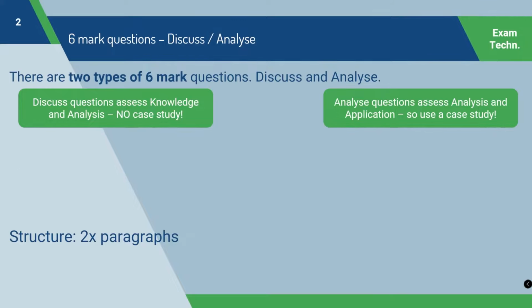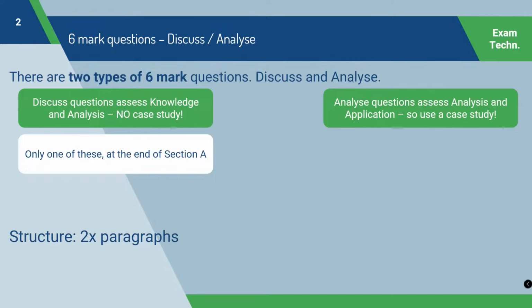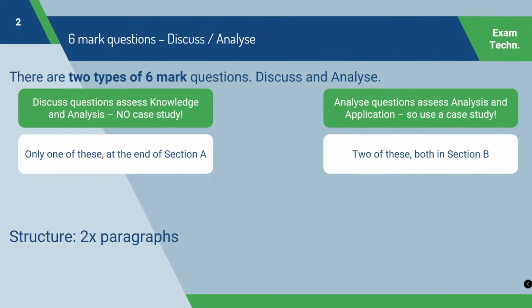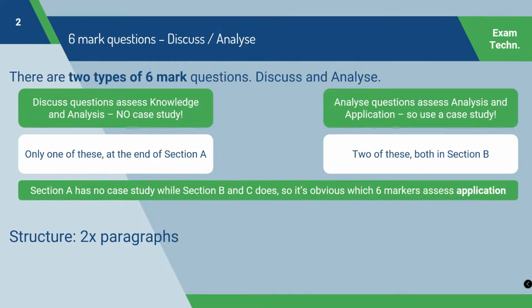It's just really important that you know that, so that you know what skills you need to demonstrate when you're answering these questions. Now, the big clue here is that the discuss question, there's only one of them, and it's at the end of section A. Section A doesn't have a case study, so it's obvious that it's not the application one. The other 2 6 markers are the analyze questions, and they're both in section B, which does have a case study, so you are going to need to use it in that answer.